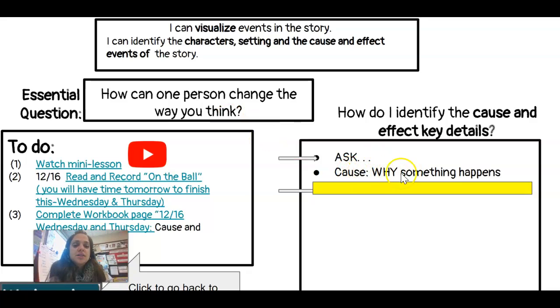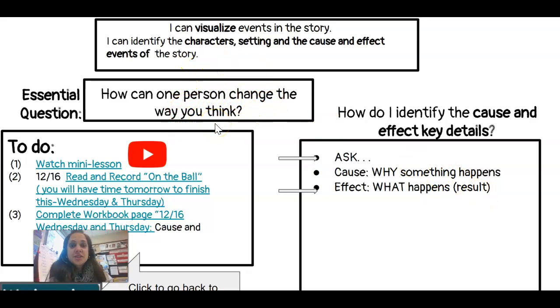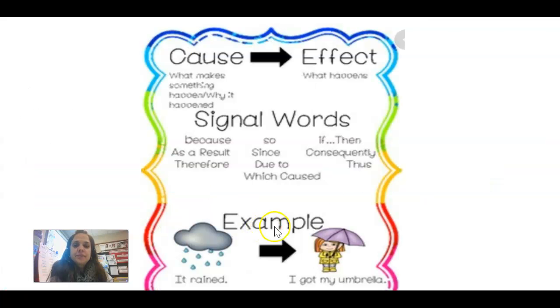So the cause is why something happens. The effect is what happens as a result. Well, what's going to happen when the person changes the way they think? So here are some examples of what cause and effect might look like. A cause. What makes something happen? Why it happened. The effect.